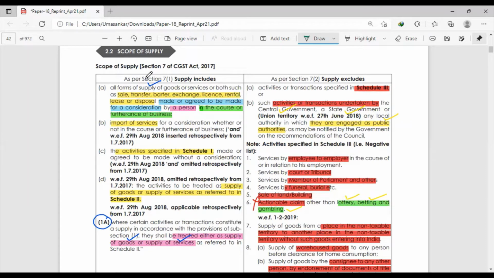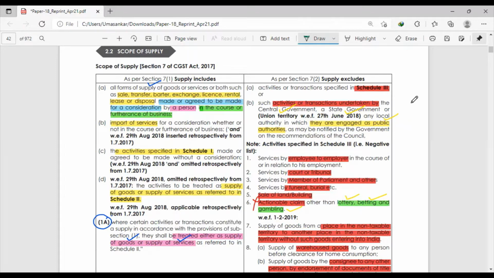And Section 7, subsection 1A says that certain activities or transactions which have already been considered as a supply under subsection 1 will be treated either as supply of goods or supply of services in Schedule 2. Okay. Now, 7 subsection 2: supply excludes some of the activities which have been specified in Schedule 3, and some of the activities or transactions undertaken by the central government or state government or local authority as they are engaged in public authorities. These two transactions will not be considered as supply.